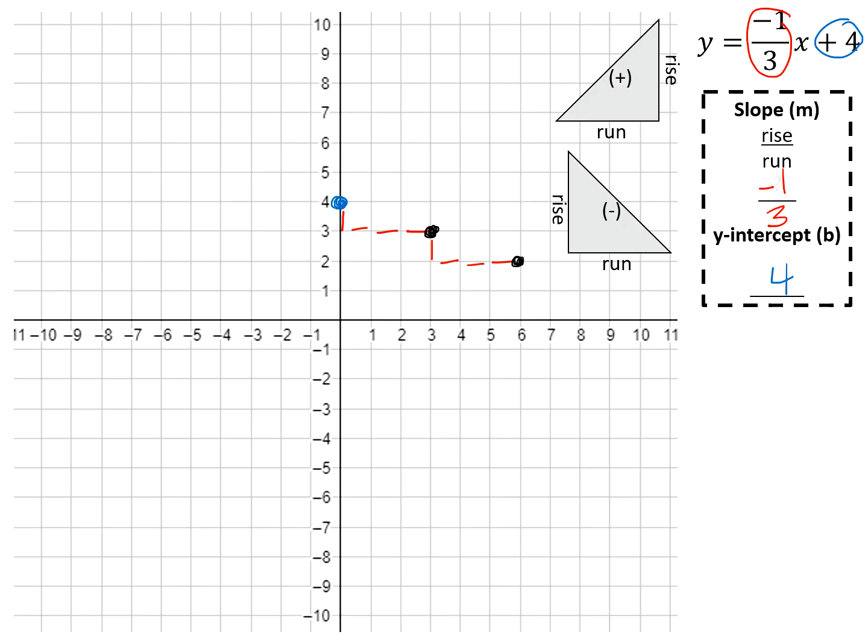I'm going to repeat this process again and again. You can keep going, but I'm going to stop here. You can now connect your dots with a straight line using a ruler.